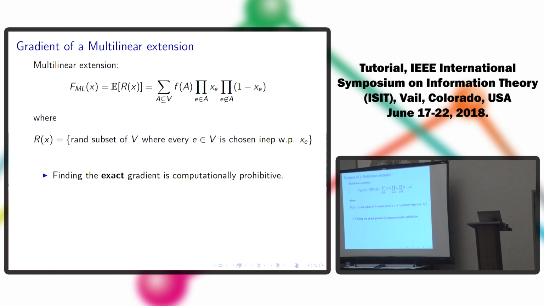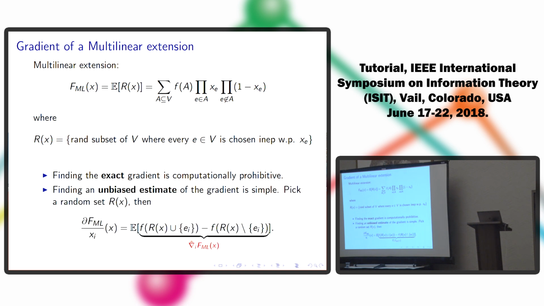Now that is my multilinear extension. Again, I'm sorry for the typo. It should be expected value of f of Rx. But the main point is that it is going to be this huge sum. There are exponentially many terms, right? It goes over all subsets. Evaluating the multilinear extension is not possible in many cases, let alone finding the gradient. So finding the exact gradient is going to be computationally prohibitive, but finding an unbiased estimate of the gradient is going to be easy. How can I do that?